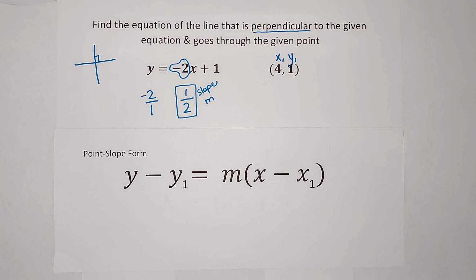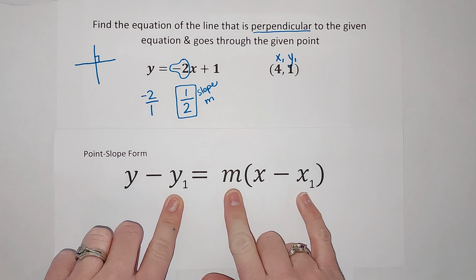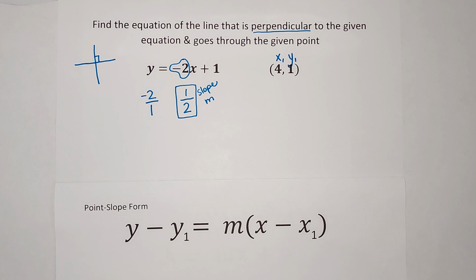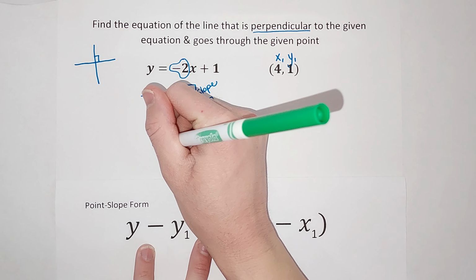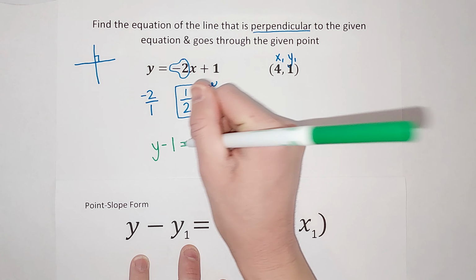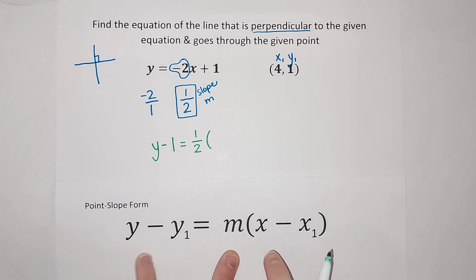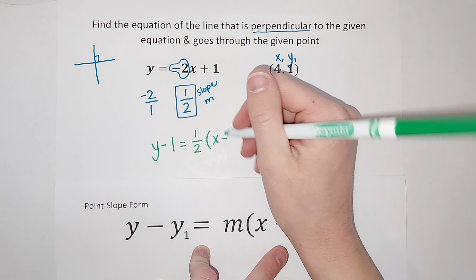Now when we plug into this equation, this is going to stay a Y, this is going to stay an X, and we're going to plug numbers in for these other letters. Let's go ahead and do that. I'm going to use a different color just to keep things straight. And I should have said at the beginning, at the end, we're going to graph it to make sure that it's perpendicular and goes through that point. Just check ourselves. All right, so here we go. Y minus Y1, which is 1, equals M, which is my slope, 1/2, times X minus X1, which is 4.